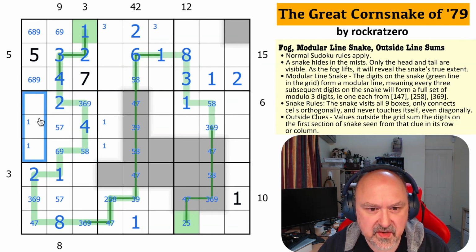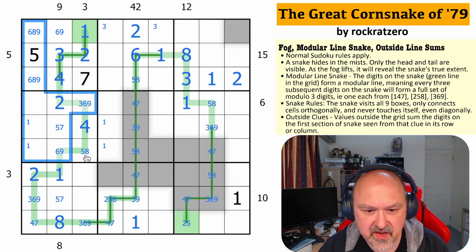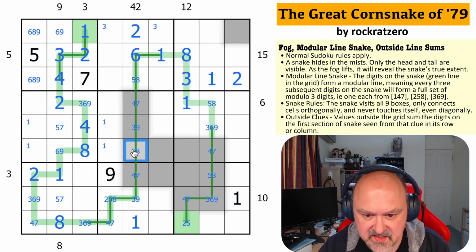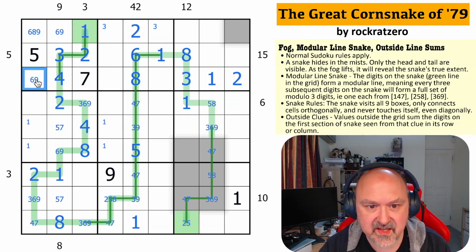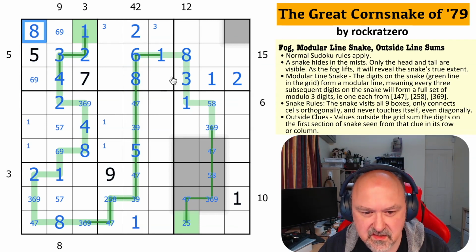So 8 can't go in here because this is a pointing pair of 8s. 8 can't go in here, and 8 can't go there because it's the wrong modularity. That's an 8, so that's a 5, which makes that an 8. Which means this is not the 8. The 6-9 pair makes this the 8. There you go. Now 8 in this box? No.